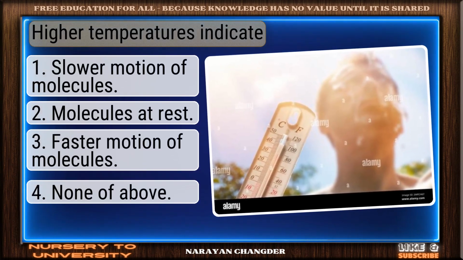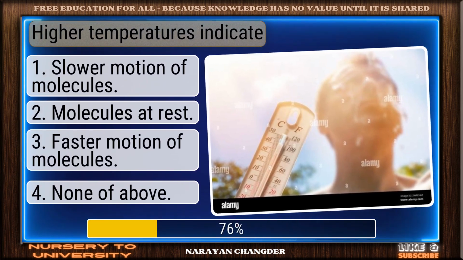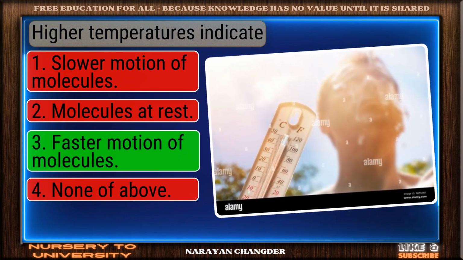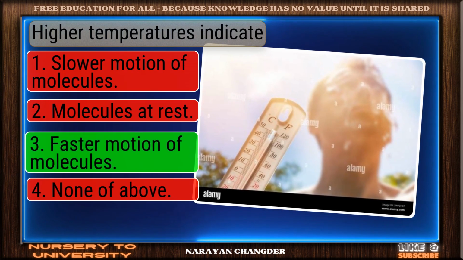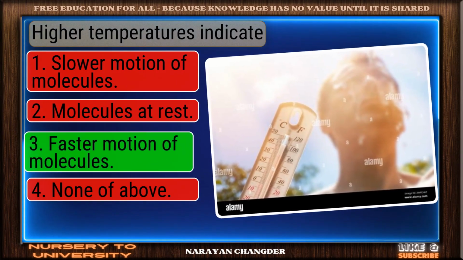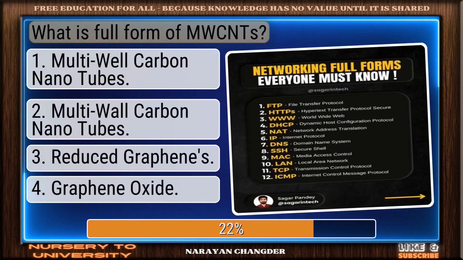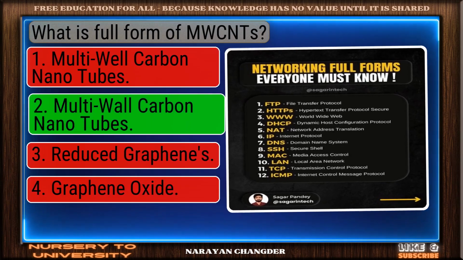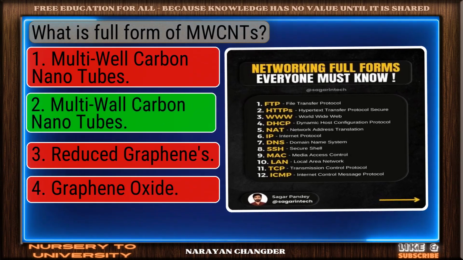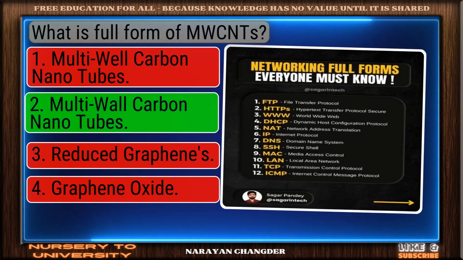Higher temperatures indicate... Nice work. You chose faster motion of molecules, and it is correct. What is the full form of MWCNT? Great thinking. Multi-wall carbon nanotubes is the right choice.